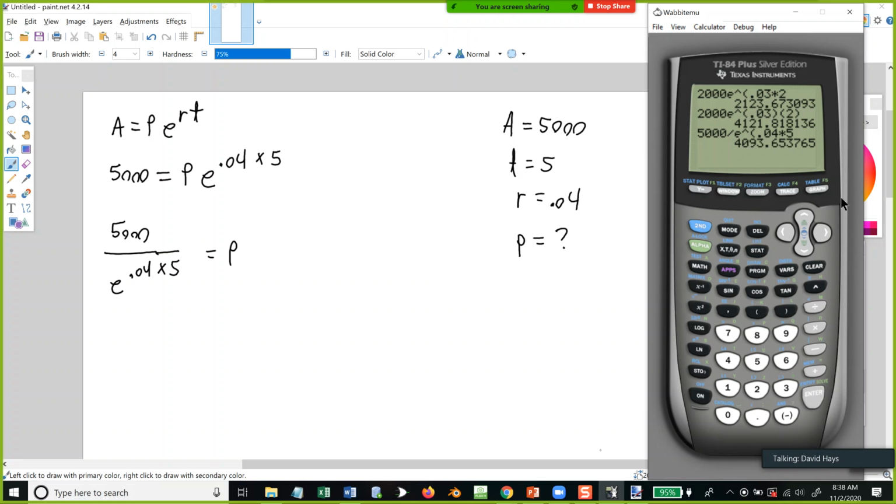And that'd be 4,093.65. Now, just thinking about what that's saying, we're going to put $4,000, roughly $4,100 in, let's say. We're going to leave it for 5 years, and we'll have $5,000 at the end of that 5 years. This is why I knew you can't double your money in a year's time, just because I know the nature of exponential growth.